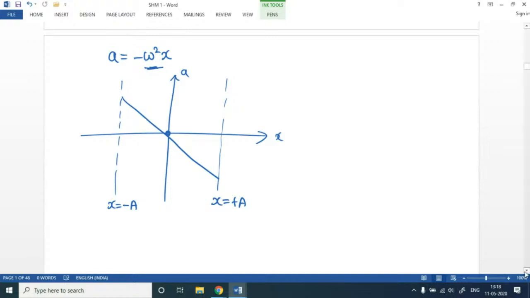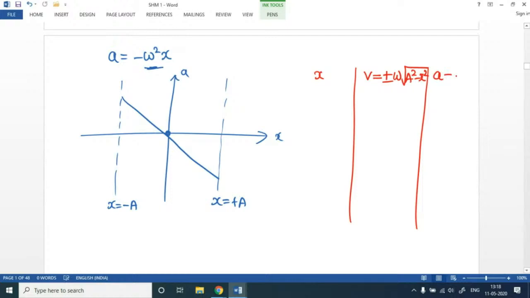Let's develop one important table over here. Basically, if we know x, we will be able to tell what would be v and what would be the acceleration, because these relationships we know: v is plus minus omega root under A square minus x square, and acceleration is minus omega square x. So if we have this column, we can develop the other two columns.